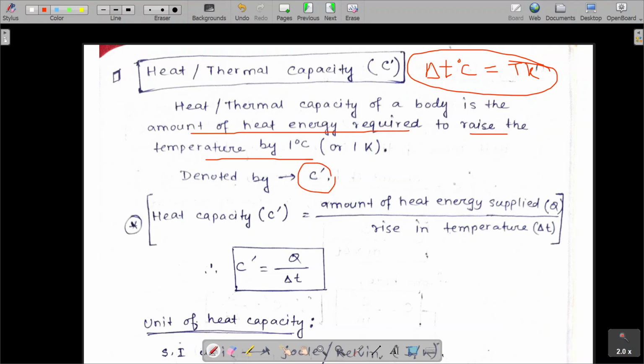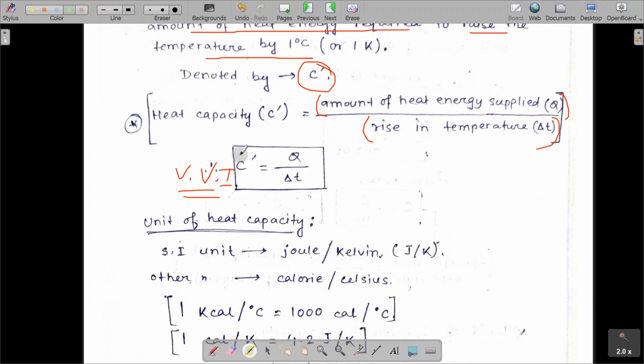It is denoted by C dash. Mathematically, heat capacity C dash is equal to the amount of heat energy supplied Q divided by the rise in temperature delta T. So this formula comes as C dash equals Q by delta T. This is a very important formula.